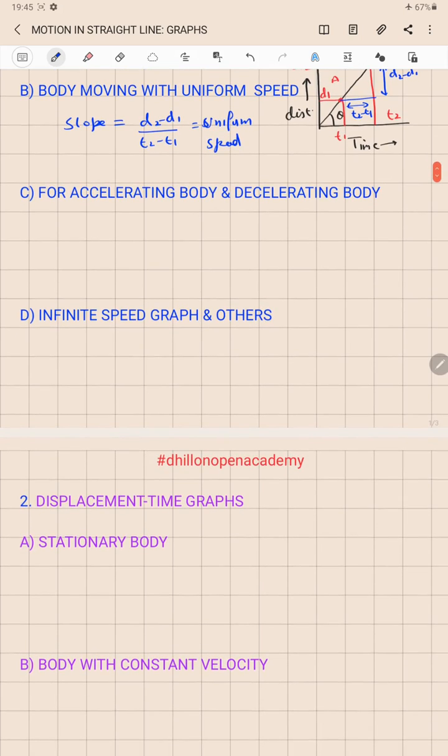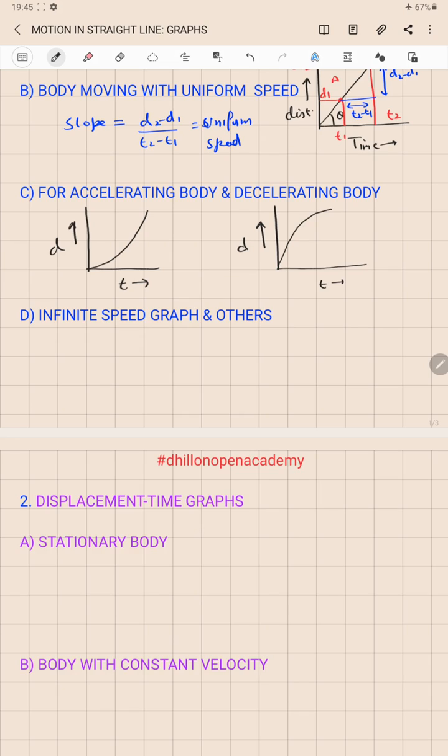For an accelerating body, when a body is moving such that its speed is continuously increasing, in this case the graph will be like this, a curved graph which indicates speeding up of the motion, acceleration is taking place. But if the body is undergoing deceleration, in which the speed of the body is decreasing with time, in that case the distance time graph will be like this.